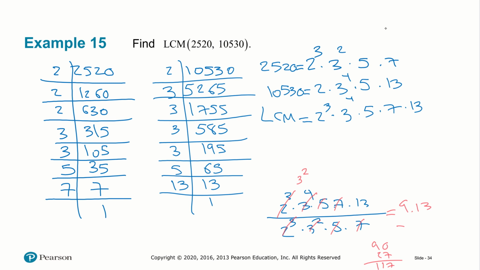So 117. See, we just showed that 2520 goes into the LCM perfectly. How many times? 117 times. You can do the same thing with 10,530, and you'll see that it will also go into the LCM perfectly, because look, we designed it that way, right? All the highest powers are accounted for and every factor is accounted for, so it is going to go into it perfectly.